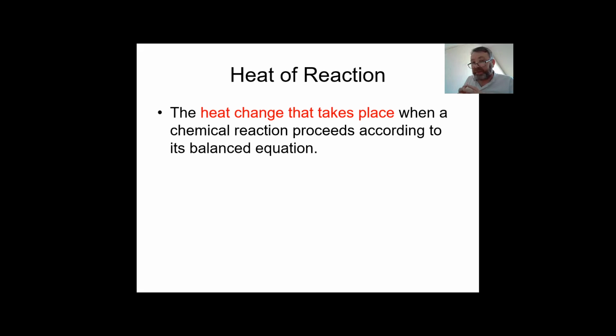What happens is that energy is needed to break bonds, and energy is released when new bonds are formed. And it's the difference between the energy needed to break bonds and the energy released when bonds are made that gives the reaction its title of being endothermic or exothermic. So the most general basic definition in thermochemistry is the heat of reaction. It is the heat change that takes place when a chemical reaction proceeds according to its balanced equation. That is a very, very important definition, which I'm going to mark NB, because that is something that you have to learn off by heart.